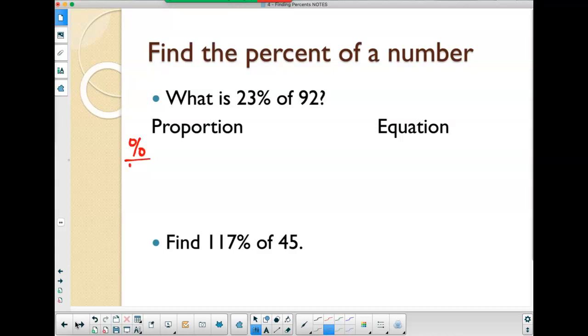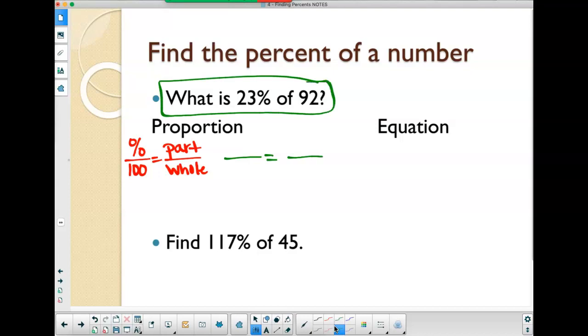The proportion: percent over 100 equals part over whole. In this problem, do we know the percent? Does the problem tell me the percent? I think so, right? How do I know if it tells me a percent, Krista? Yeah, it has a percent sign. It says 23%. So I'm going to put 23 over 100.